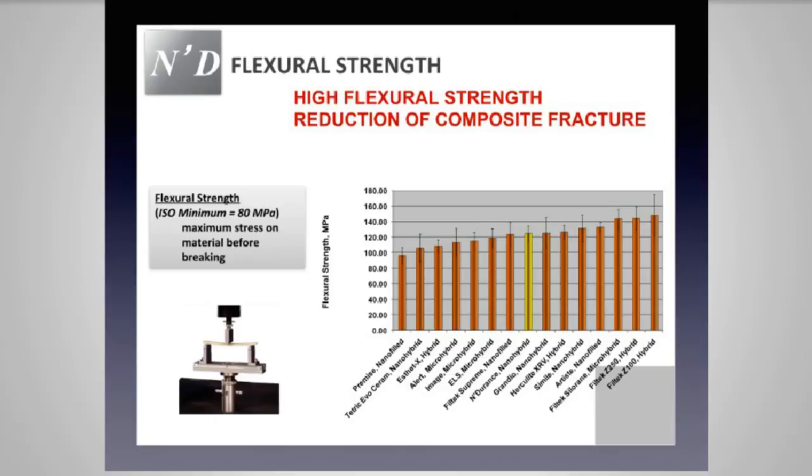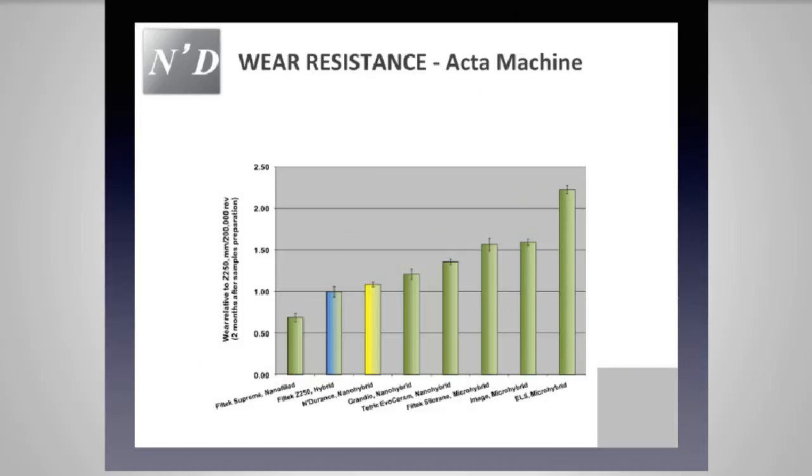This is important because you want your maximum stress to be at least 80 megapascals, and you can see most every composite in the chart is 80 or greater, and Endurance is right in that midsection where you would want it to be. That means it's able to have good flexural strength, and it's going to reduce the overall fracture of the composite quite nicely. And wear resistance, again, quite nice. It's toward the lower end of the spectrum of the various composites.